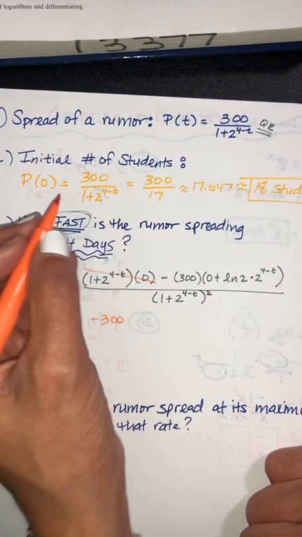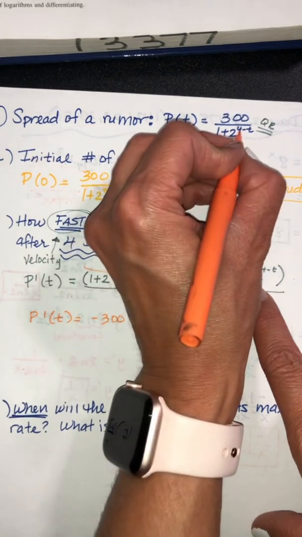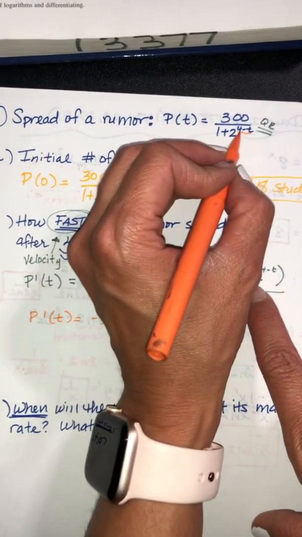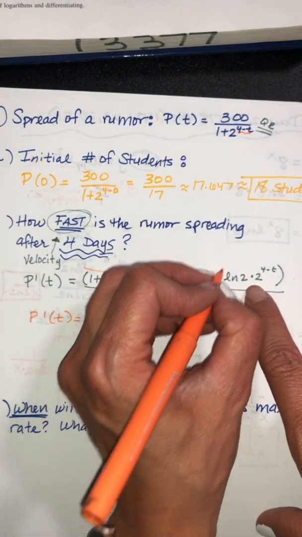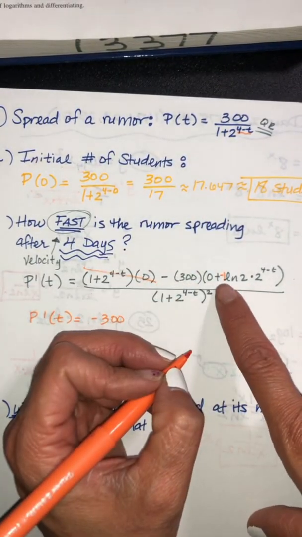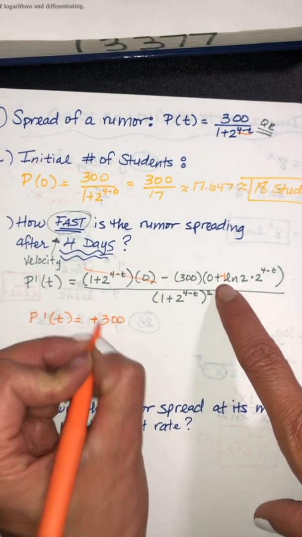I always forget this. Like, I forgot when I was taking the derivative right here, you have to take the derivative of the exponent. And the derivative of 4 is 0. The derivative of negative t is a negative 1. So there's also a negative 1 out front there. Okay, so that negative times negative makes this a positive.